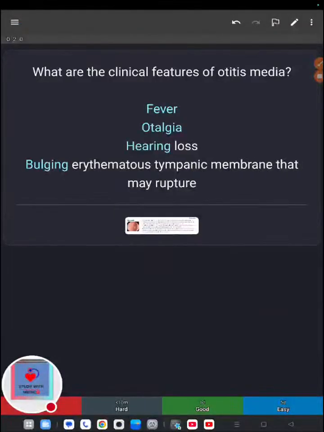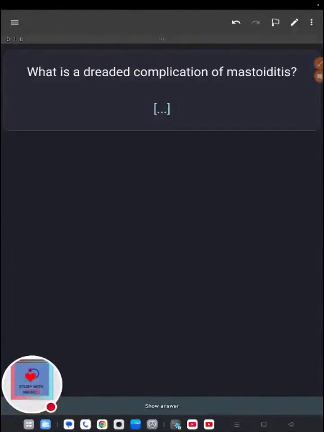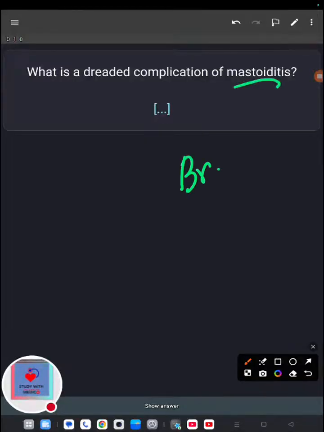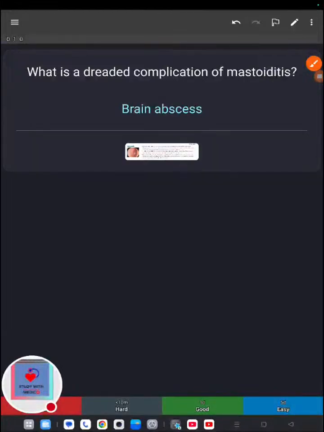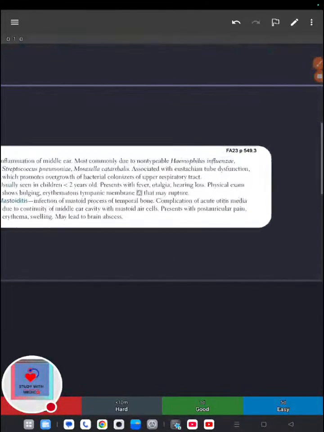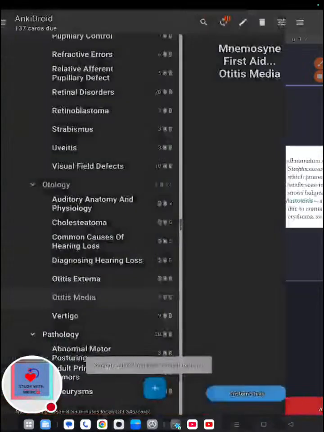Okay. What is a dreaded complication of mastoiditis? Brain abscess. This is very dreaded complication. Because mastoiditis occurs in the mastoid process of temporal bone. Okay, mastoid process of temporal bone.